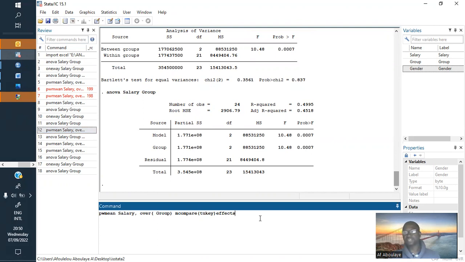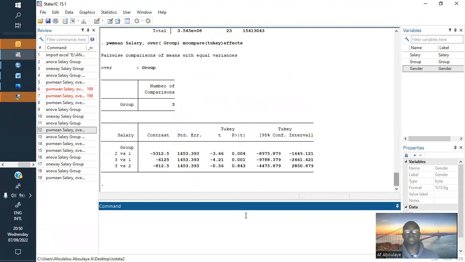I have to present that we do it when the ANOVA is significant. When the result is significant, as there is a difference, the test allows us to see how the means of the groups differ from each other. The command is pwmean salary, over group, because it's the group we are using here, and the mean comparison with Tukey effect. I can run it, and I have the result.